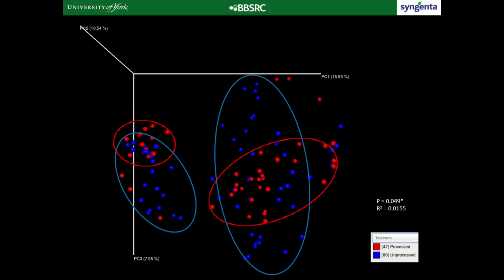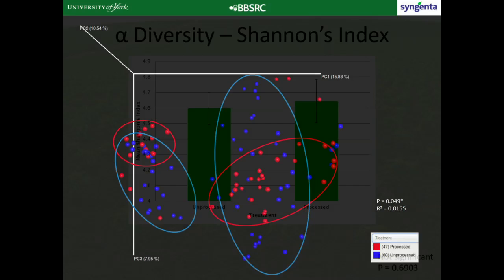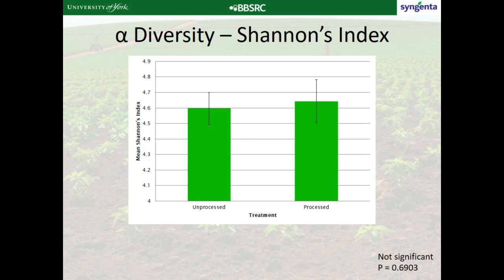And I think the key thing to take home from this ordination here is that the processed samples are clustered much more tightly together than the unprocessed samples, suggesting perhaps that processing is biasing communities towards a certain kind of assemblage. A cursory look at the alpha diversity reveals that there is no significant increase or decrease here, so any changes we're seeing in the community are down to a taxa shift.